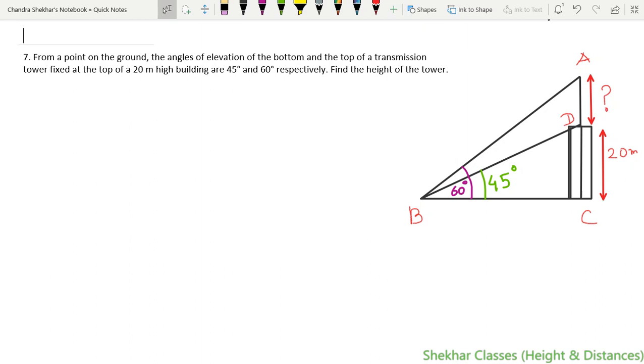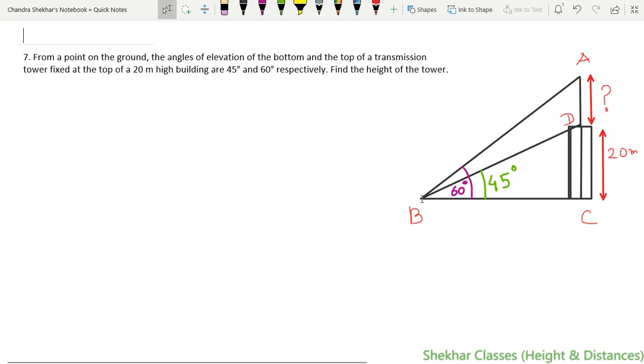So I already have drawn the building here. You can see in this case this building is DC, and the height of the building DC is 20 meter. I have marked it here. On the top of the building there is a tower which is AD in this case, and a point on the ground which is B.